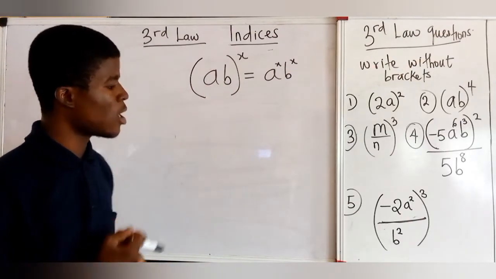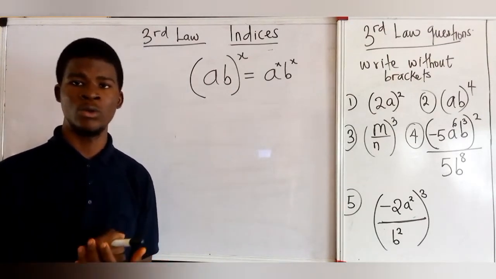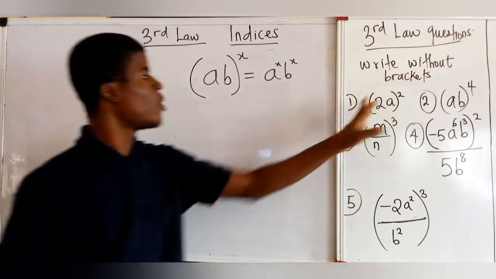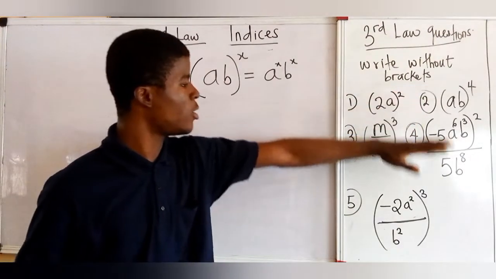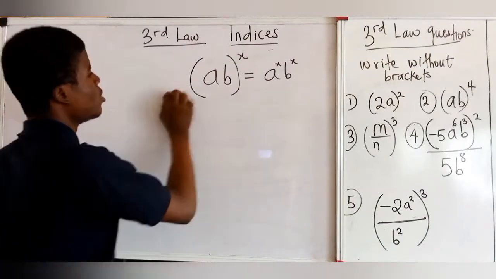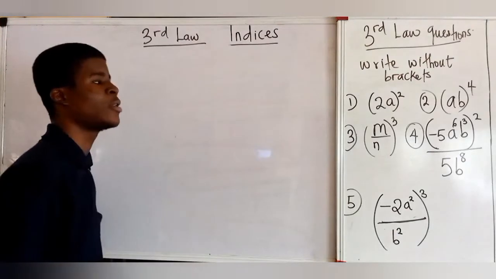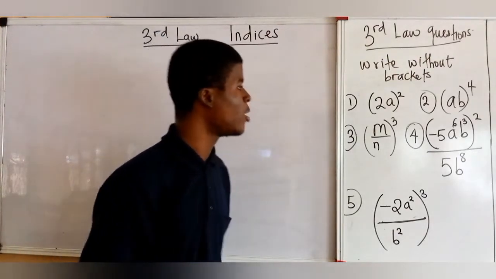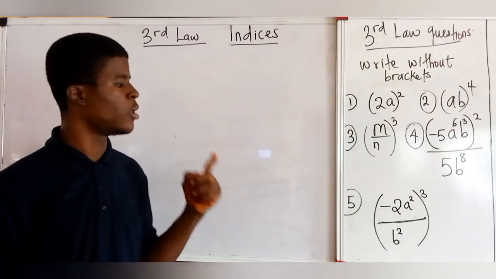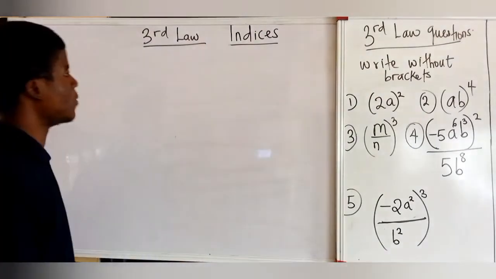So let's answer these 5 questions on the board to buttress this rule. The first question says, we are asked to actually write all these terms without brackets. They are with brackets. So the question wants us to write them without brackets. And also they all have powers. So let's see how we're going to manipulate this such that there will be no more brackets in each of them. Question 1.